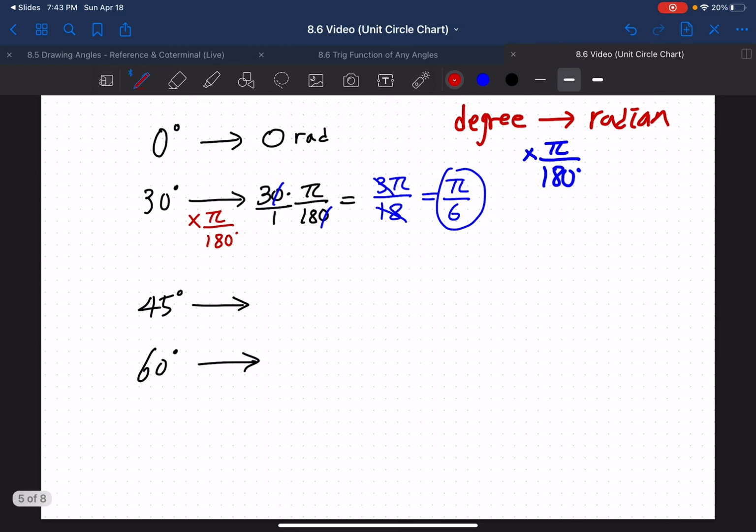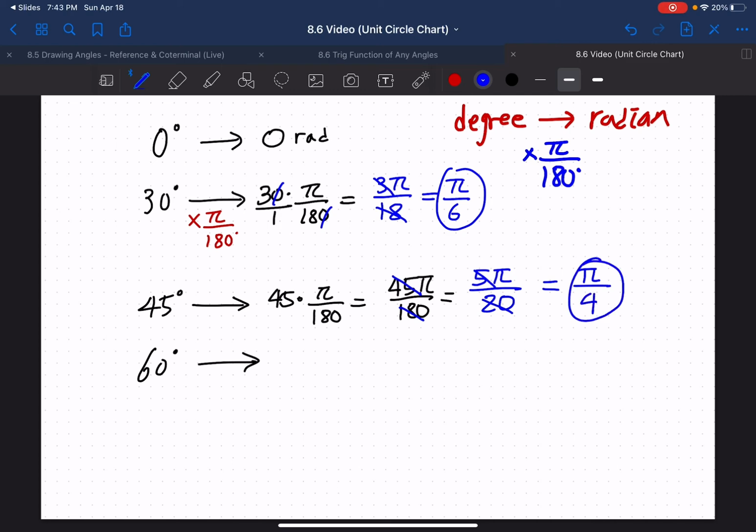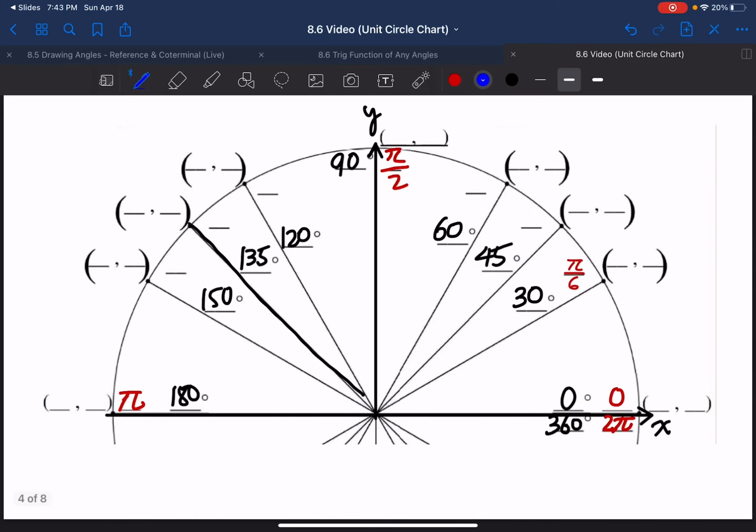Same thing with the 45. You're going to multiply by pi over 180, right? So you have a 45 pi over 180. I do not want decimal. Everything's supposed to be fractions. And then you are going to simplify 45 and 180. Let's divide by 9, I guess. 9 times 5 is 45. And 20. Okay, I can divide a little bit more by 5. So it will be pi over 4. So 45 degree is pi over 4. Okay? And so on.